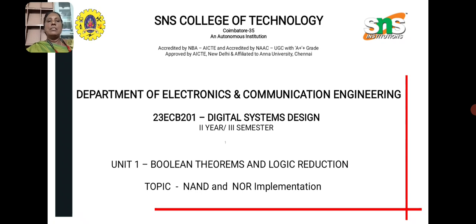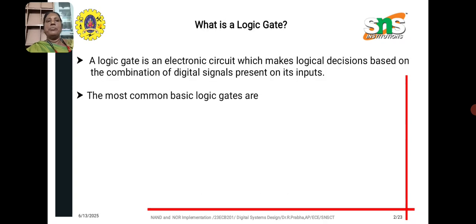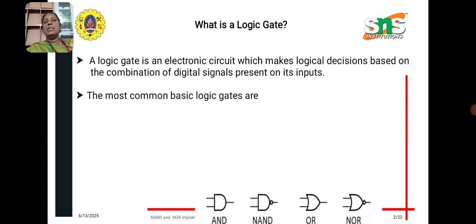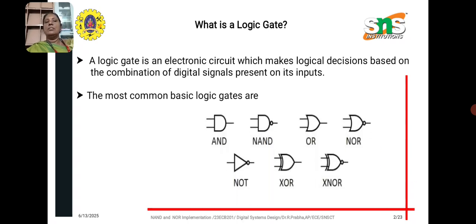In this video, we will discuss the topic NAND and NOR implementation for the course Digital System Design. In the previous video, we discussed the logic gates. A logic gate is an electronic circuit which makes logical decisions based on the combination of digital signals present at its inputs. There are many logic gates available, but the most common basic gates are AND gate, OR gate, and NOT gate. The inversion of AND is NAND, the inversion of OR is NOR, and the inversion of XOR gate is XNOR. These are the common basic gates available.